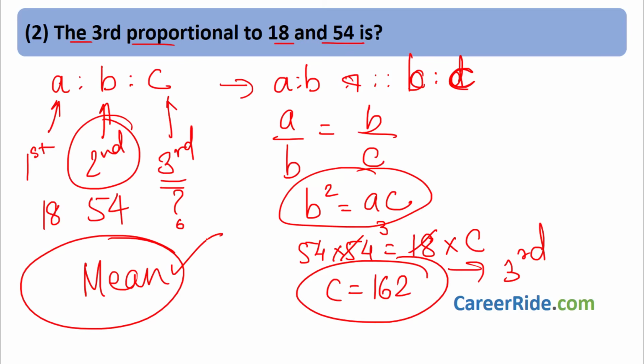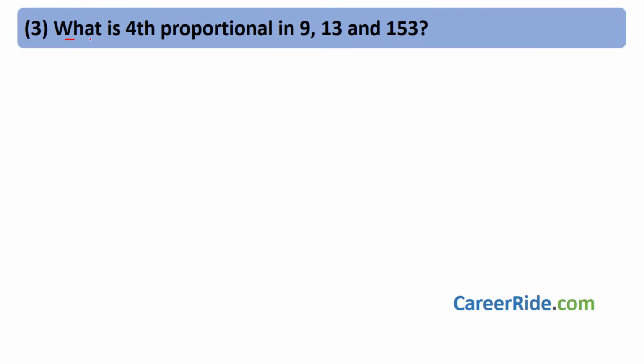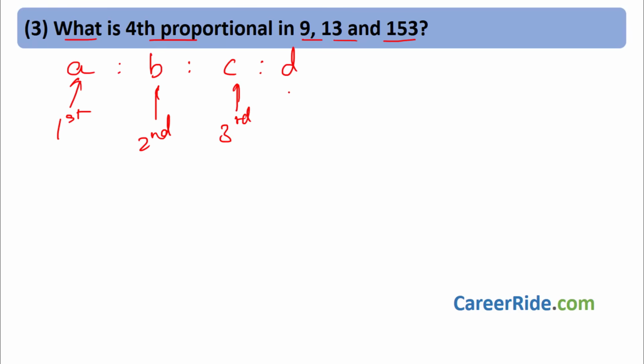Moving to question number 3. What is the fourth proportional in 9, 13 and 153? So we have A, we have B, we have C, and we have D, because we want the fourth proportional. We have A is to B, B is to C, and C is to D. Then only we can say this is the first proportional, this is the second proportional, this is the third proportional, this is the fourth proportional, and this is what we have to find. We know that value of A is 9, this is 13, this is 153, and this we have to find.